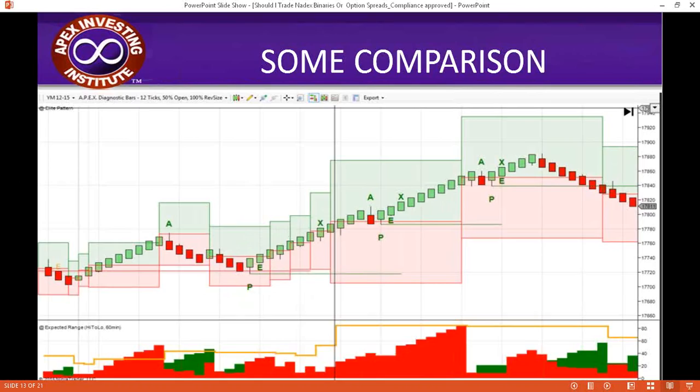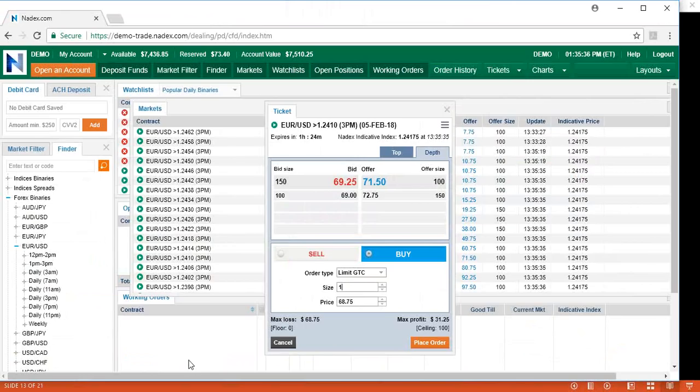Let's say I got this binary that I could buy for $73.50. It's already in the money. The statement says it's got to be above 24.10, and it's at 24.18. So it's already a good ways in the money, so I've got some protection there. I can buy it for 73 and risk 73, and I've got a max profit of 26 bucks.